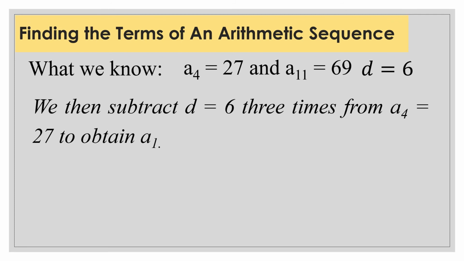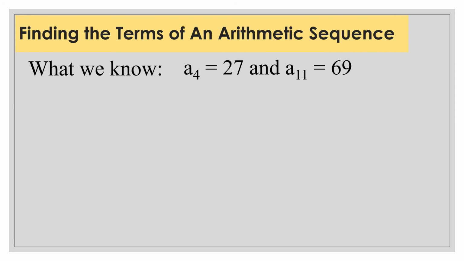Now that we have already identified the common difference, we can now find the first term by subtracting the common difference 3 times from the fourth term to obtain the first term. So we have 27 minus 3 multiplied by 6 equals 9. The first term is 9.